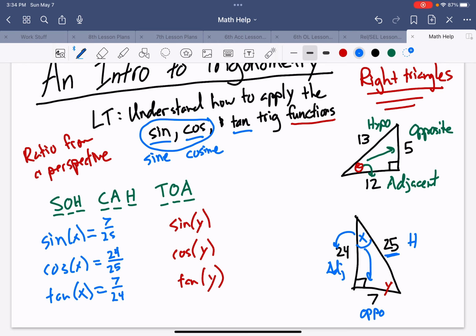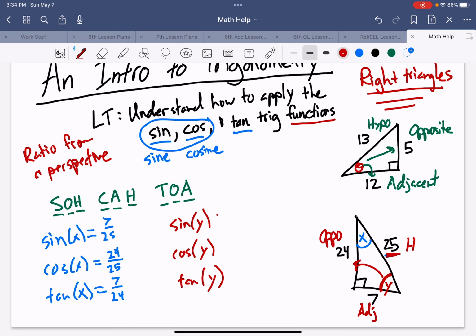All right, now let's switch gears and take a look at y. I have to clean this up just a teeny tiny bit. Oops, let's undo that. We'll let that just stay there. Okay, so like I said, 25 is still my hypotenuse. But now I'm at a new perspective. And so what is opposite of my y is now 24. And what's adjacent is now 7.